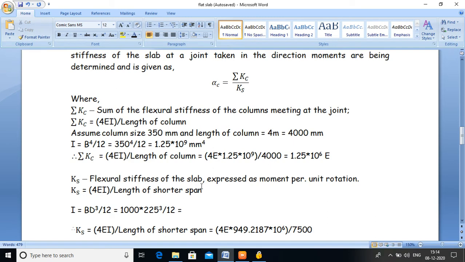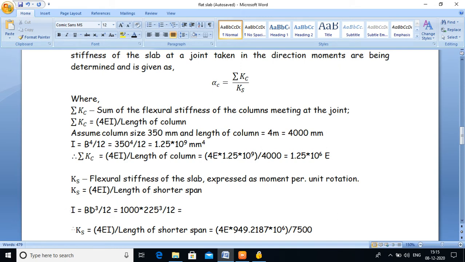Now in the next step we are going to calculate the stiffness for the slab. For this slab stiffness calculation, we are going to express it as the moment per unit rotation, so 4EI by L, where L is the length of the shorter span we consider. When we calculate the stiffness for the slab, we will consider the length of the shorter span. In the given numerical, the slab is of square shape, so there is no problem. But when we have a rectangular slab, then we need to consider this. The length of the shorter span we need to take.